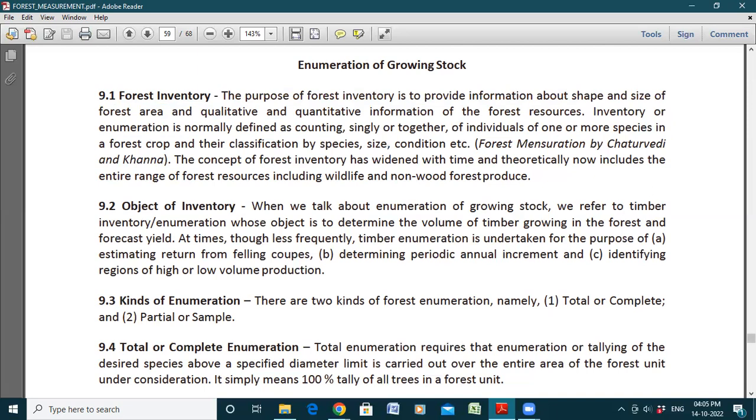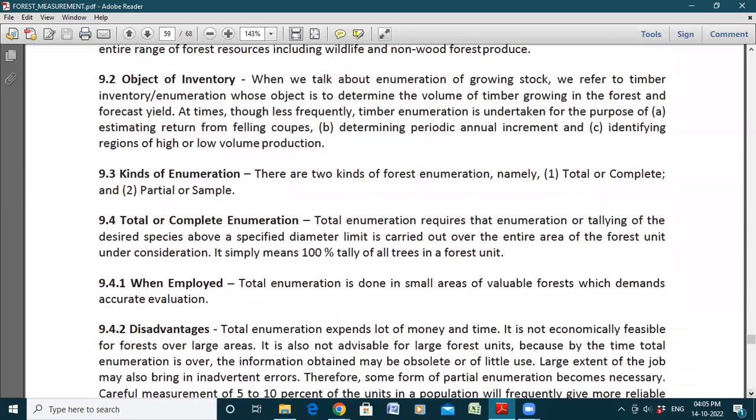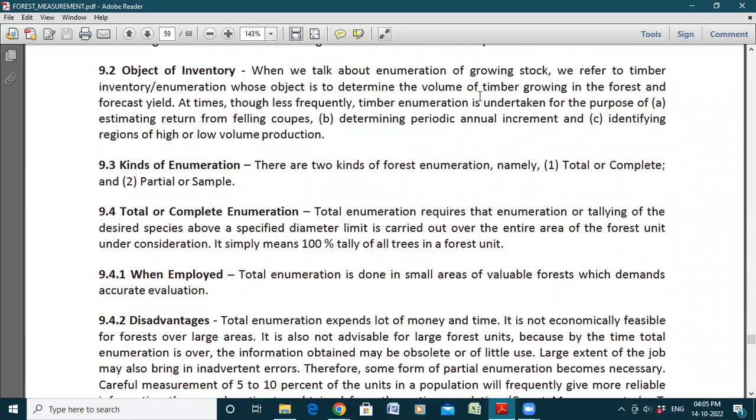Now, what is the objective of inventory? When we talk about enumeration of growing stock, we refer to the timber inventory or enumeration, whose subject is to determine the volume of the timber growing in the forest and forecast yield. When we talk about enumeration of growing stock, we actually mean timber inventory, right? And it tells how much timber production there will be.